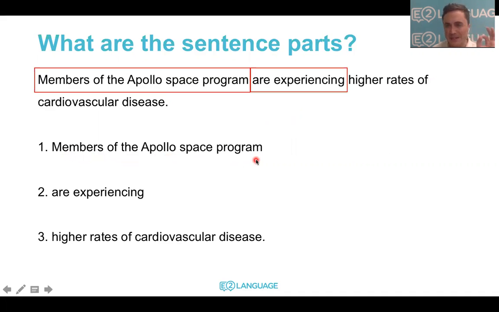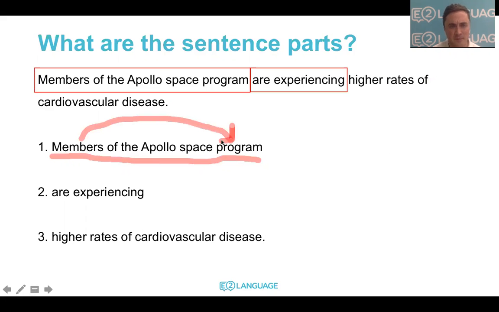Members of the Apollo space program are experiencing higher rates of cardiovascular disease. Let's take a look at this. Okay, members of the program, okay? Members of the program. That's very common. We hear that in English a lot. And the Apollo space program is also there. So we remember this as one part. Members of the Apollo space program, that's the first part we remember.